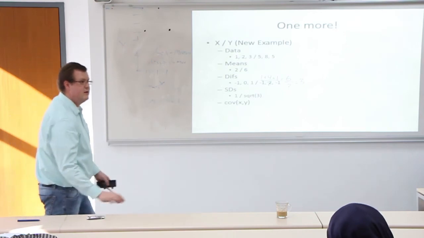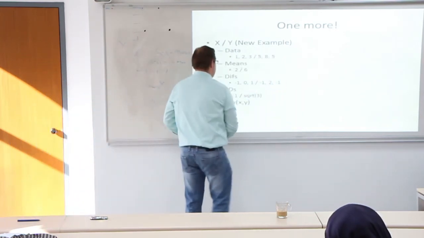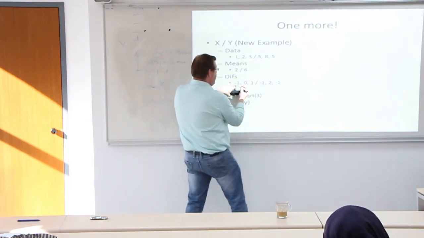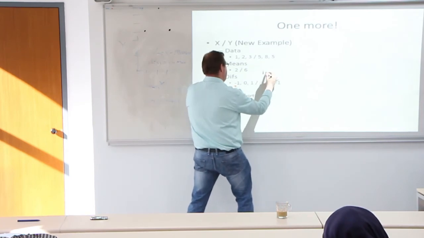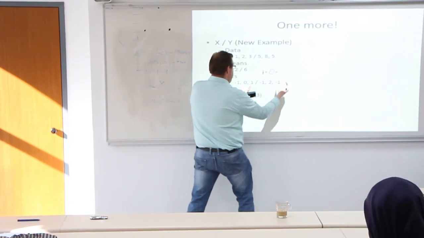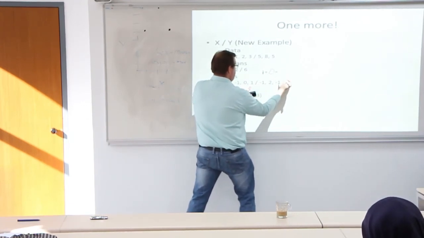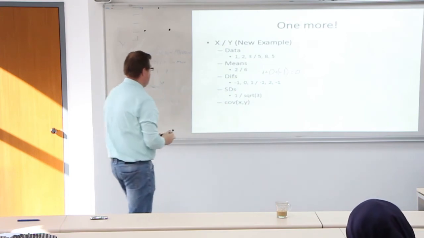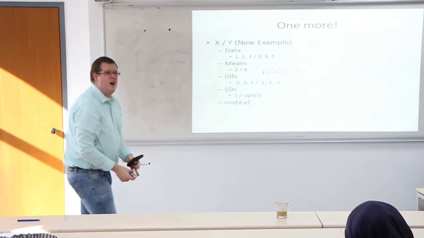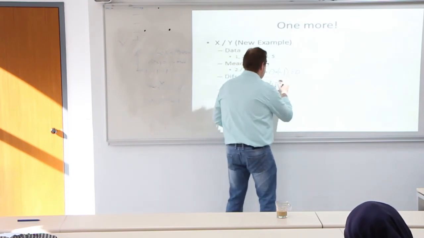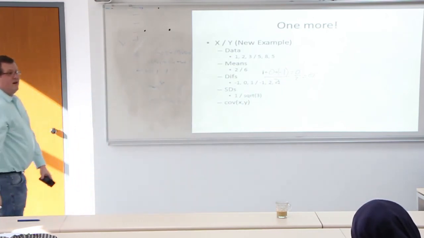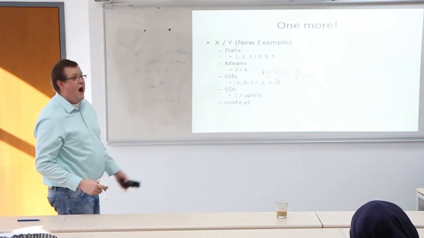So what's our covariance? So minus 1 times minus 1 is 1, plus 0 times 2 is 0, plus 1 times minus 1 is minus 1. 0. No correlation. We're not done yet. We need to divide by 2. There's no covariance.